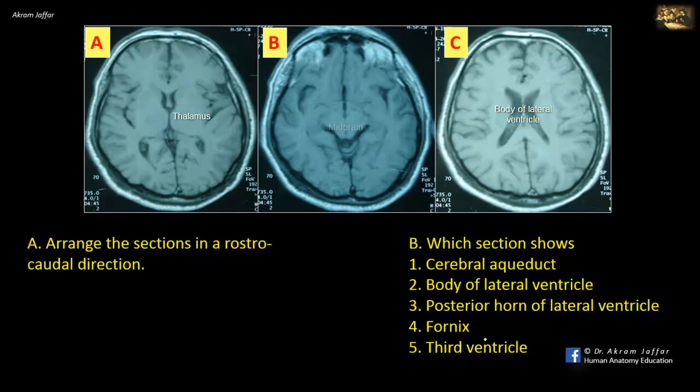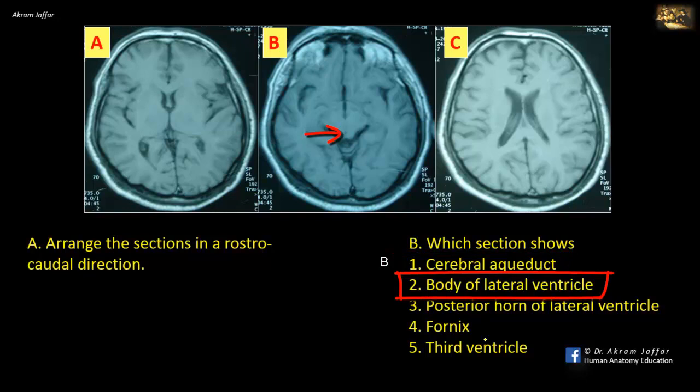B shows the midbrain, which is located below the thalamus. Thus, it is at a lower level than A. Therefore, the sequence of the section in a rostrocaudal direction is C, A, B. Regarding the second part of the question, which section shows cerebral aqueduct? The cerebral aqueduct is shown in B, traversing the midbrain.